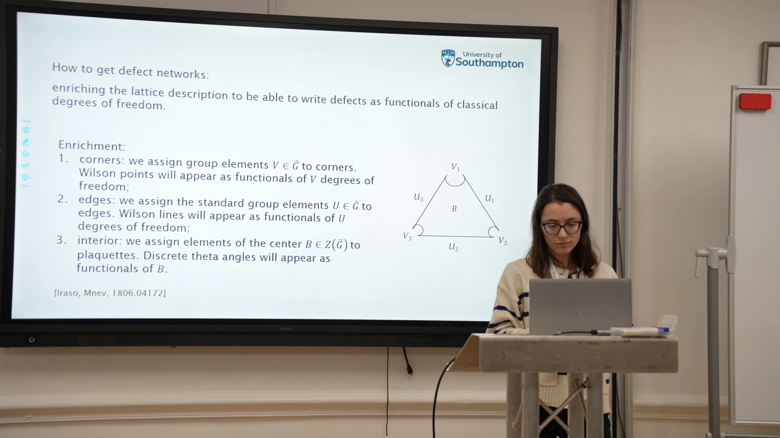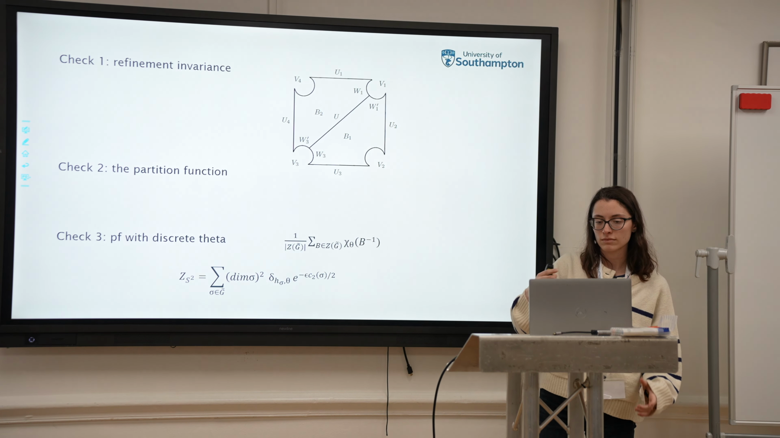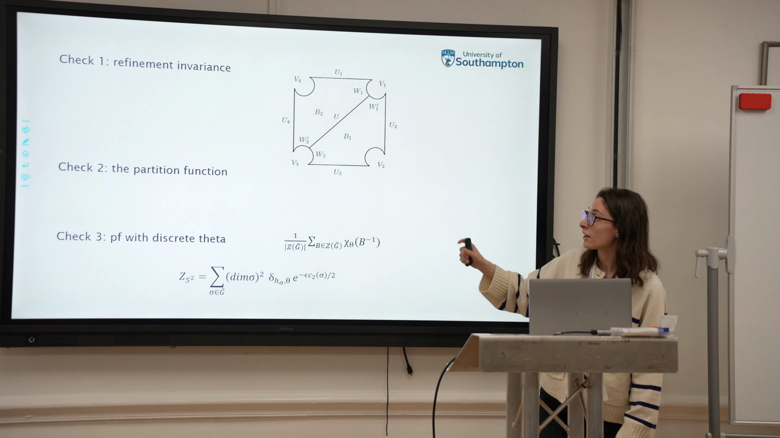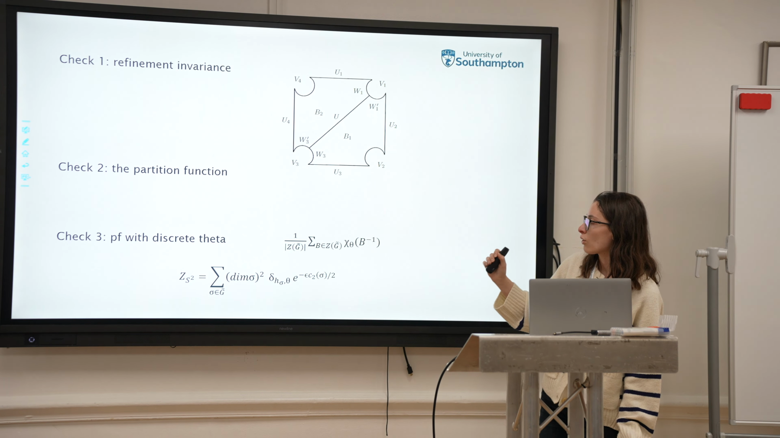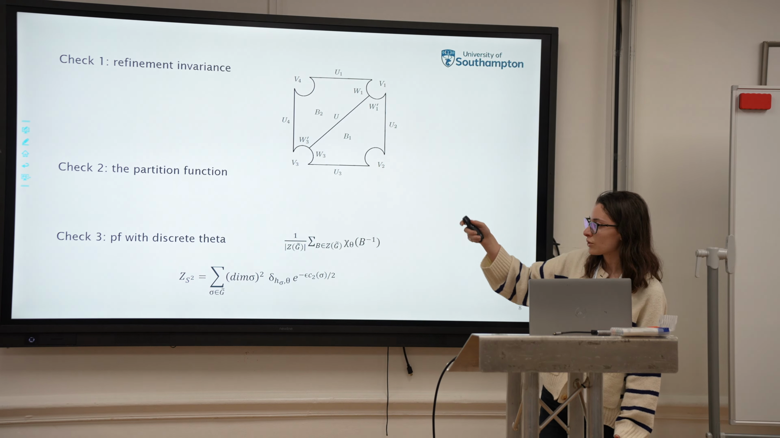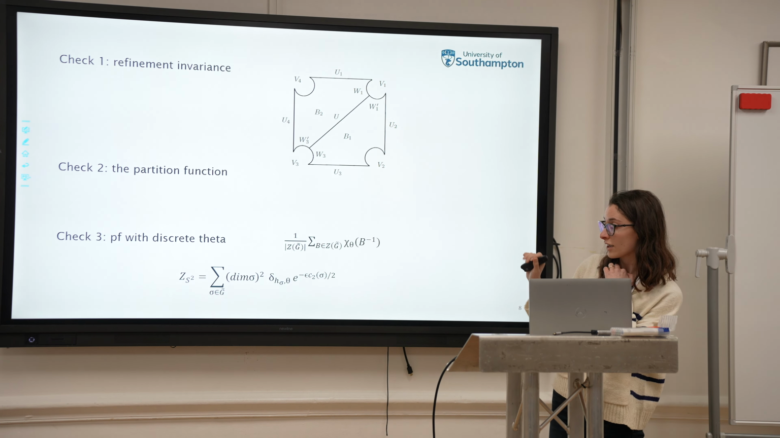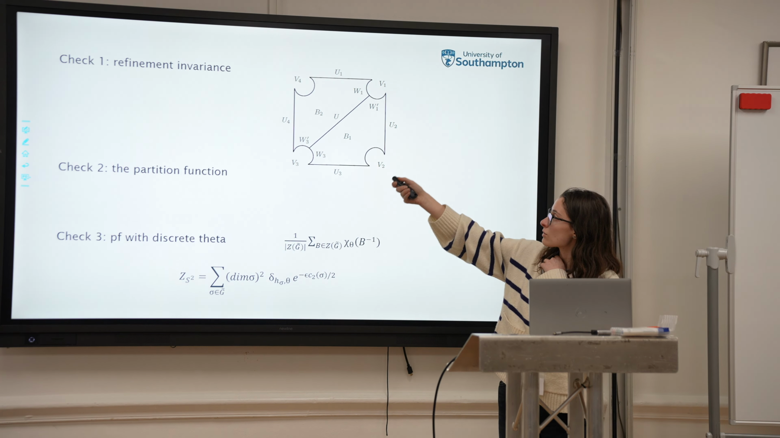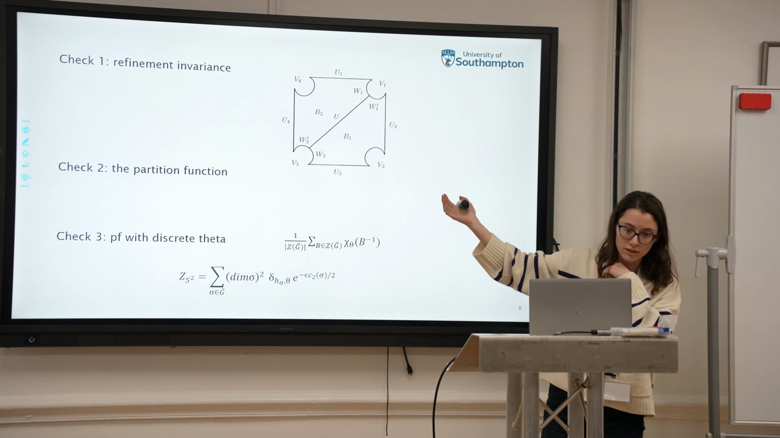So we have made this proposal. We should make a few checks to see if it's reasonable. As I told you before, we never appeal to the special properties of 2D Yang-Mills, but we do have to check that along the way they are not spoiled. In particular, we have to check that refinement invariance still holds. I will not show you the details of the equations. All the careful proofs are in the paper, but this is what it looks like in pictures. So refinement invariance still holds.